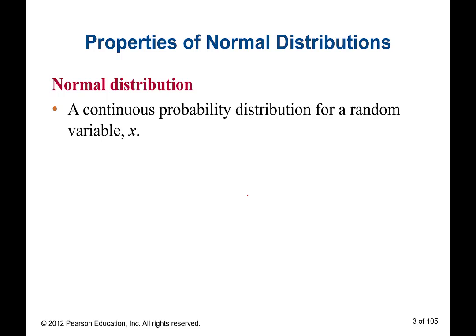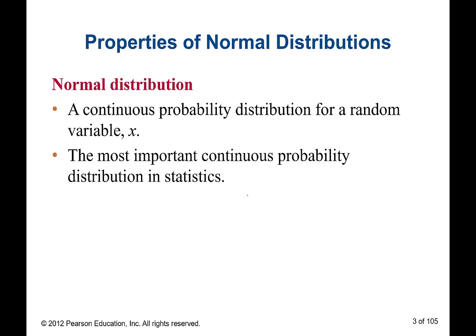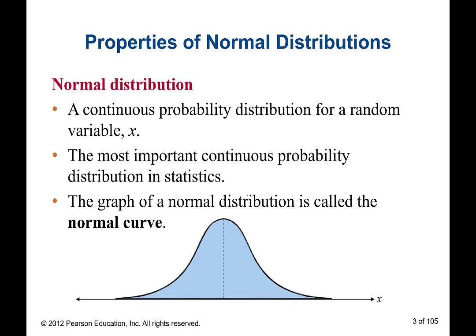The normal distribution is the distribution you've probably heard about for most of your life. It's otherwise known as the bell curve. It's a continuous probability distribution for a random variable x. It's the most important continuous probability distribution in statistics, and everything we do with inferential statistics for the remainder of the semester is going to be based on the normal distribution. And the graph of the normal distribution is called the normal curve.